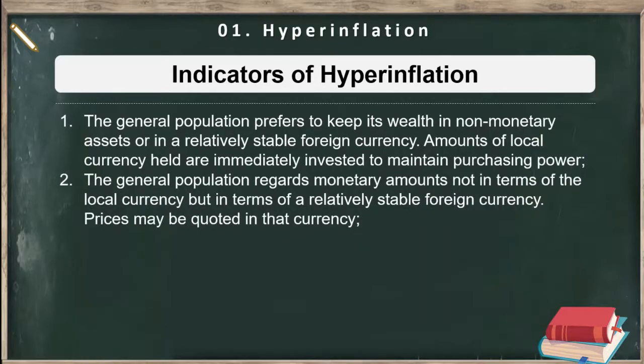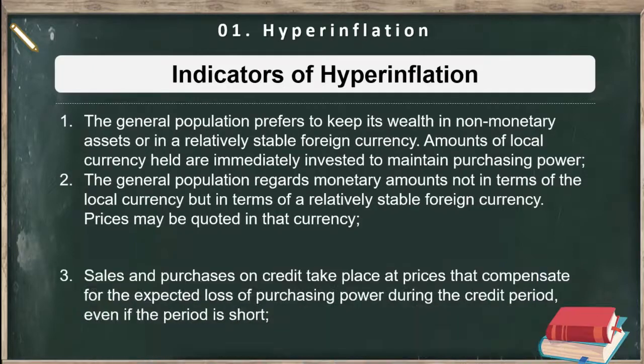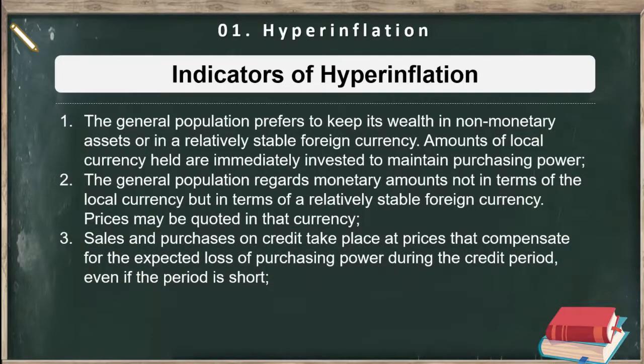Second, the general population regards monetary amounts not in terms of the local currency but in terms of a relatively stable foreign currency, and the prices may be quoted in that currency. So if this happens, there is hyperinflation. Sales and purchases on credit take place at prices that compensate for the expected loss of purchasing power during the current period, even if the period is short.